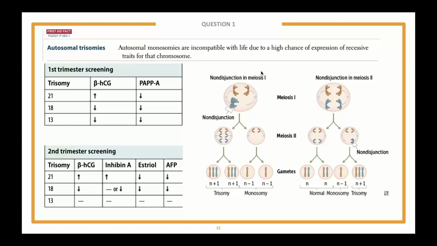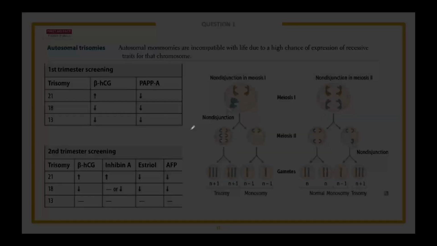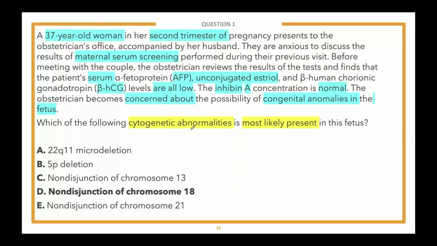Okay, and you can see there that with trisomy 21, the beta HCG and inhibin A are elevated, and estriol and AFP are low. Versus with trisomy 18, HCG is low, inhibin can be low or normal, and estriol and AFP are also low. So let's go back to our vignette. We know here that the HCG, AFP, and estriol are low. And then they also told us the inhibin A concentration is normal, which we know can be either low or normal. So this is most suggestive of trisomy 18.